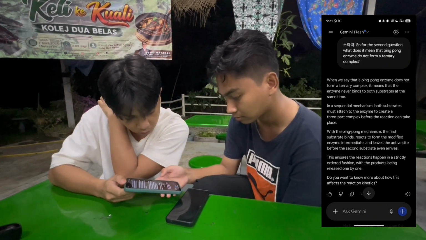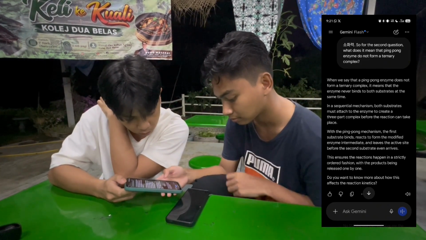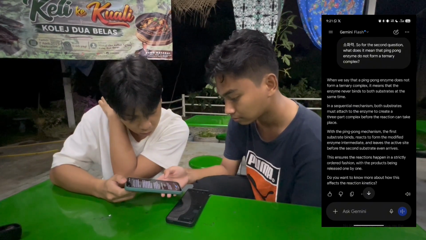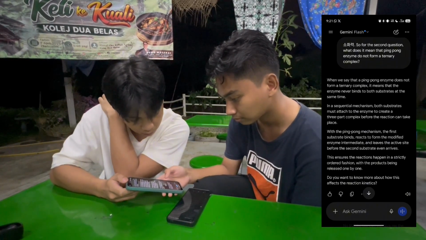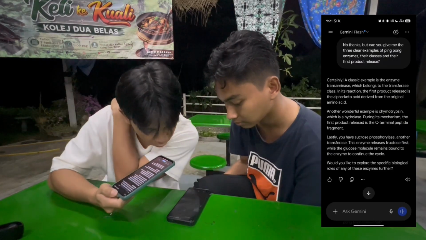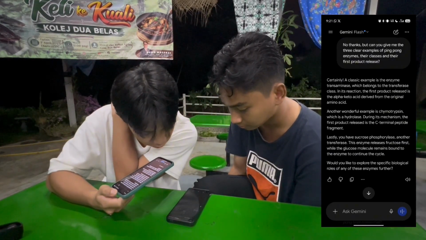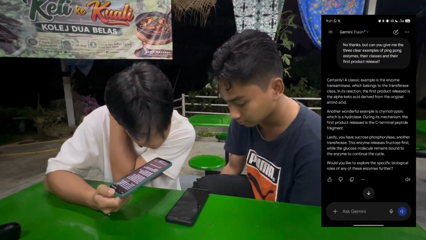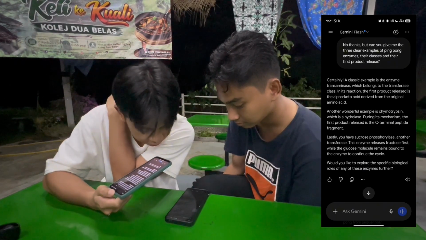This ensures the reactions happen in a strictly ordered fashion, with the products being released one by one. Do you want to know more about how this affects the reaction kinetics? No thanks, but can you give me three clear examples of ping pong enzymes, their classes, and their first product release?